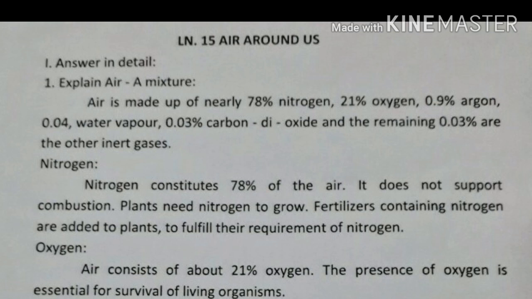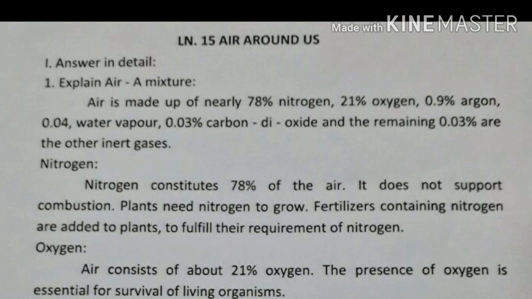The first one is nitrogen. Nitrogen constitutes 78% of air. It does not support combustion. What is meant by combustion, children? Combustion means burning. So nitrogen will not support burning. Plants need nitrogen to grow. Fertilizers containing nitrogen are added to plants to fulfill the requirement of nitrogen. So nitrogen will not support burning, but it helps the plant to grow.